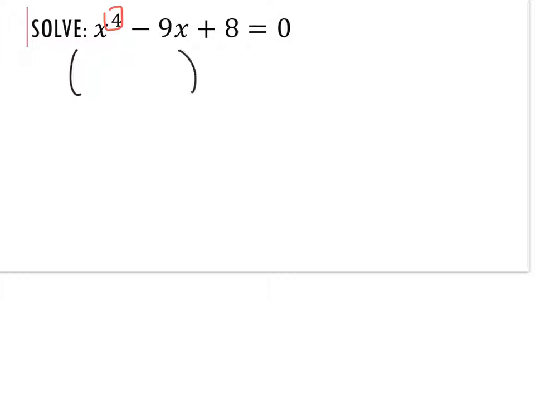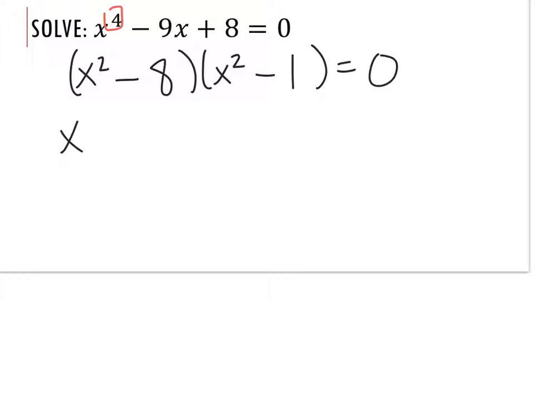We know that x squared times x squared will get me that x to the 4th. And then what multiplies to give me 8 but adds to give me negative 9? Well, negative 8 and negative 1. So right here, we've just factored it. You can go ahead and set both of those equal to 0. x squared minus 8 equals 0. x squared minus 1 is equal to 0.